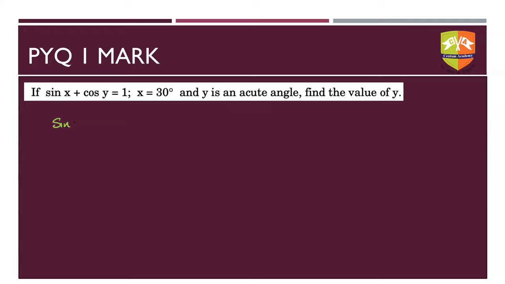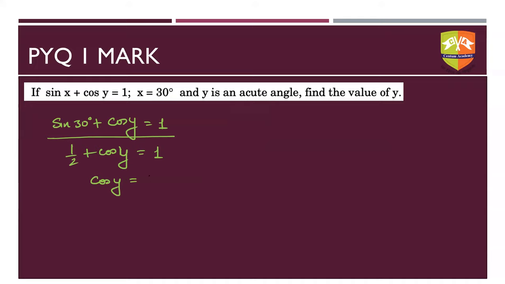So sine x is sine 30 degrees plus cos of y is equal to 1. This is where I was talking about getting centum. So half plus cos y is equal to 1. And Tejaswini asked whether she should just skip that 1 minus half part, and can they mark it wrong if we write plus minus, because it's still technically correct, just not there for our grade?